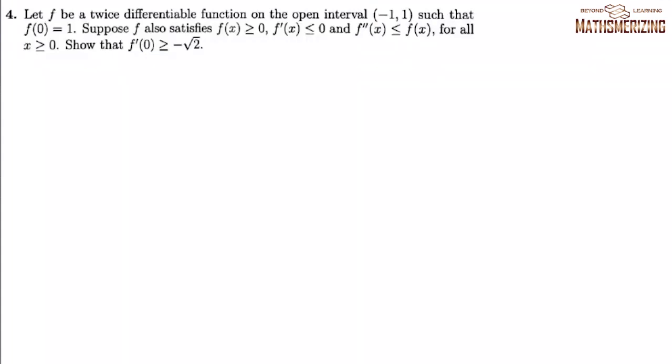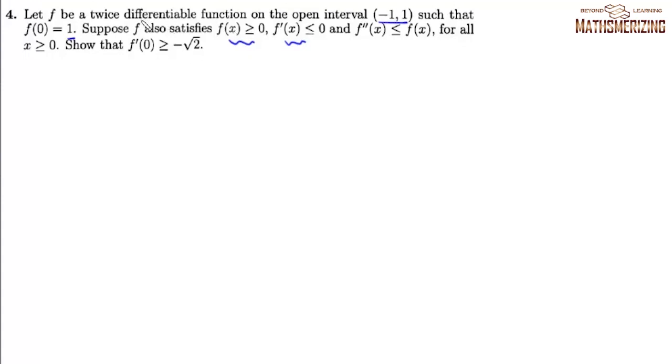Now question number 4 is: let f be a twice differentiable function in the open interval minus 1 to 1 such that f0 is 1. Suppose f also satisfies fx greater than or equal to 0, f dash x less than or equal to 0, and f double dash x is less than or equal to fx for all x greater than 0. Then show that f dash 0 is greater than or equal to minus root 2.